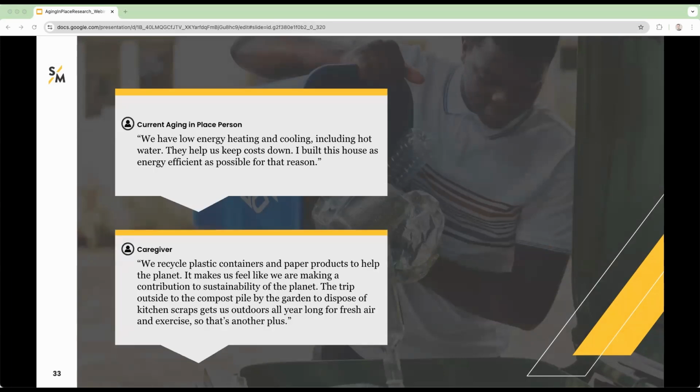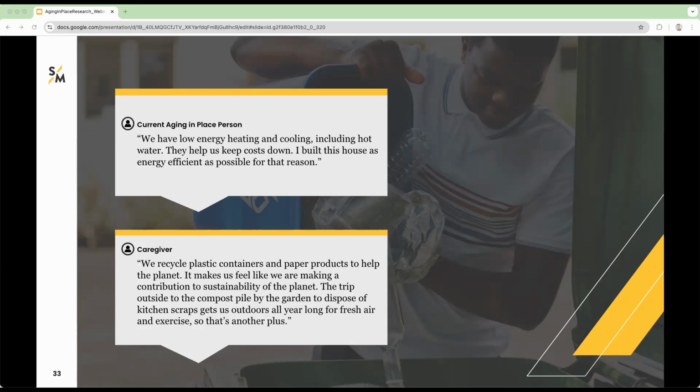The second one here, a caregiver, talked about their own eco-friendly practices with the person they care for, saying, "We recycle plastic containers and paper products to help the planet. It makes us feel like we're making a contribution to the sustainability of the planet. The trip outside to the compost pile to dispose of kitchen scraps gets us outdoors all year long for fresh air and exercise. So that's another plus."